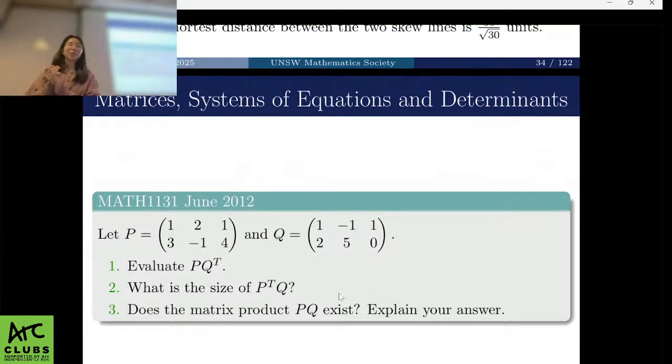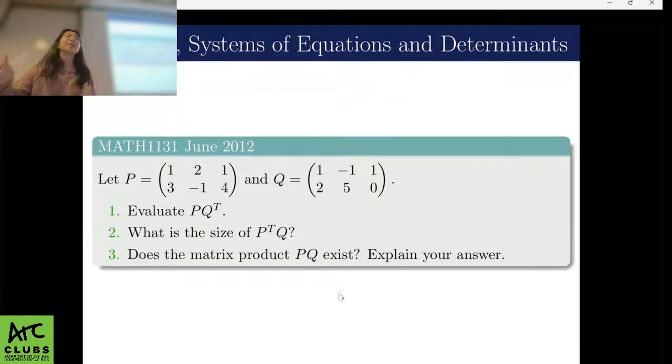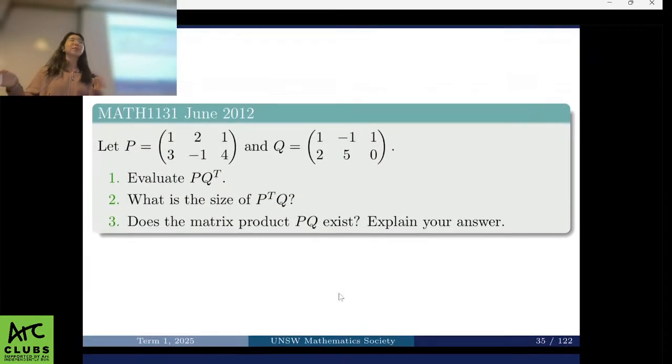Okay guys, that concludes the first section, which is mainly on vectors and vector geometry. I'm going to take you through the second, really important chapter in 1131 and 1151, which is matrices and matrix operations. Essentially, matrices are just blocks of numbers that represent the coefficients of linear systems.